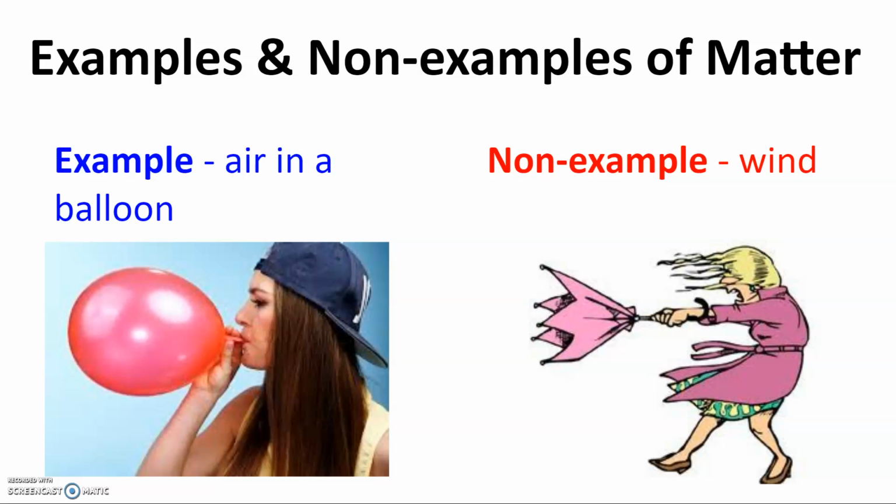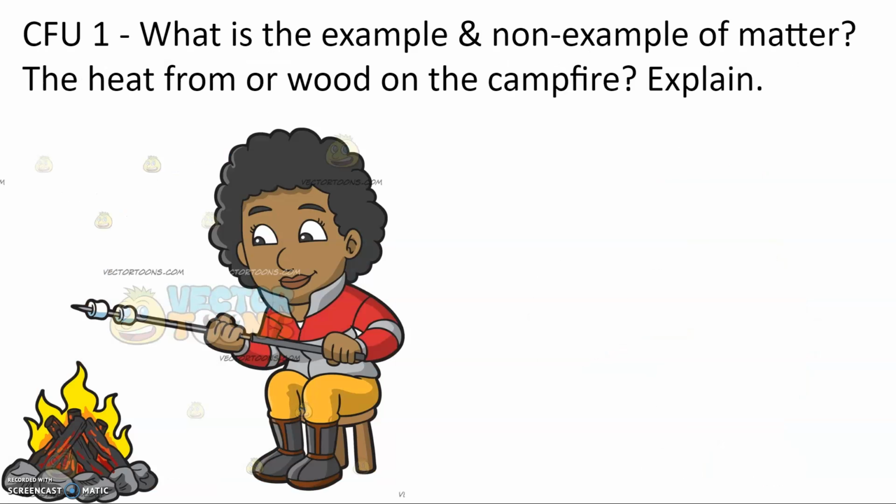Wind, on the other hand, which is the movement of air, is not an example of matter because you can't weigh the movement of air, and it does not occupy space. So let's try this to see a few. We're looking for examples and non-examples of matter, and let's consider the heat from the campfire and the wood on the campfire. So you're going to pause the video now and you're going to identify whether the heat is an example or non-example, and whether the wood is an example or non-example of matter, and explain. When you press play again, the answer will be revealed.